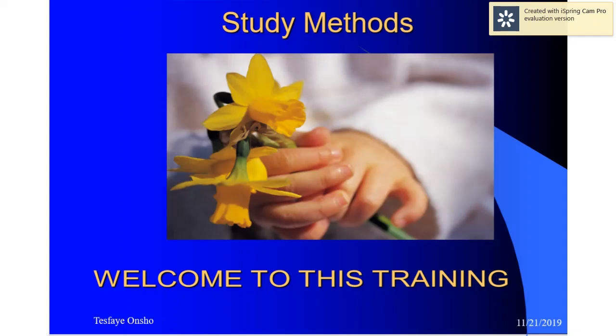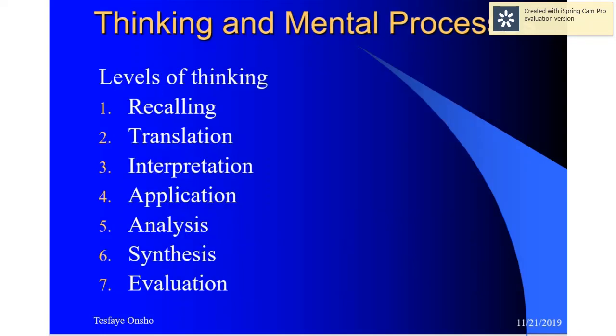Last time, in the first video, we saw thinking and mental processes. That had the 7 levels of thinking, and we saw that these levels of thinking are very important in information processing and also in understanding and remembering, and these levels involve much of study.